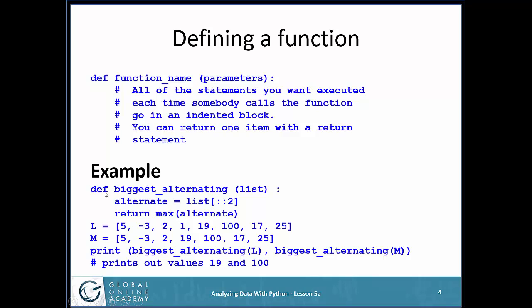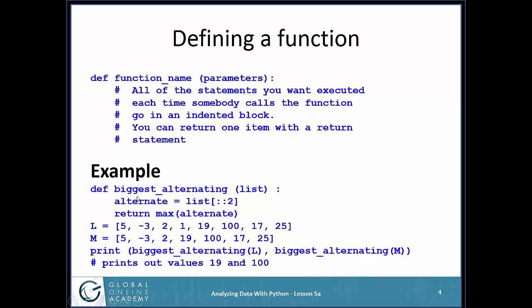So here's an example. I'm going to define a function whose name is biggest alternating, and it takes one parameter, and that parameter is going to be called list. What do I want it to do? I want it to go through the list, taking every other element, so all the alternating elements, and then tell me what is the biggest number of all of those alternate elements.